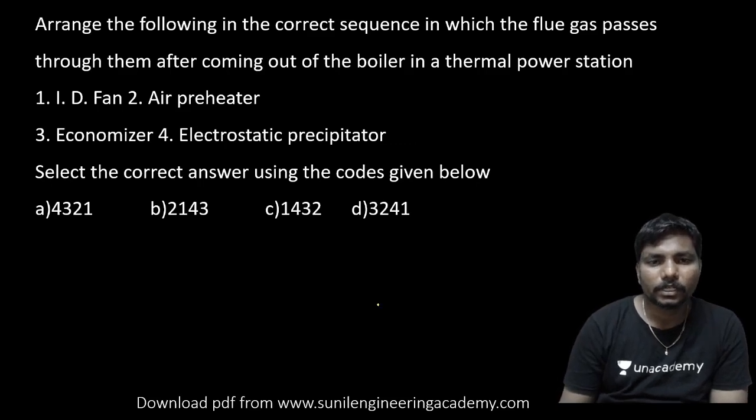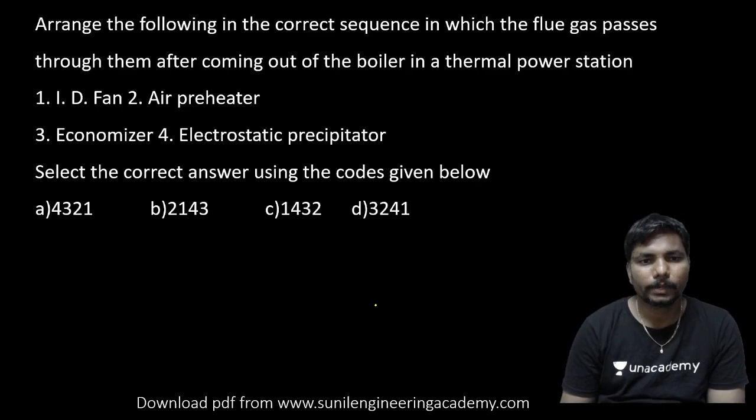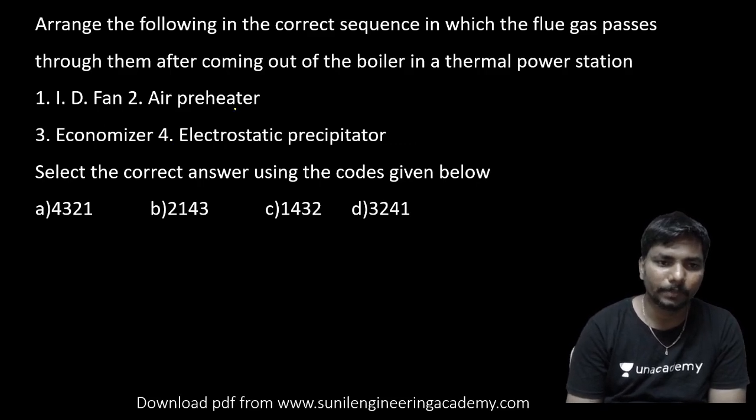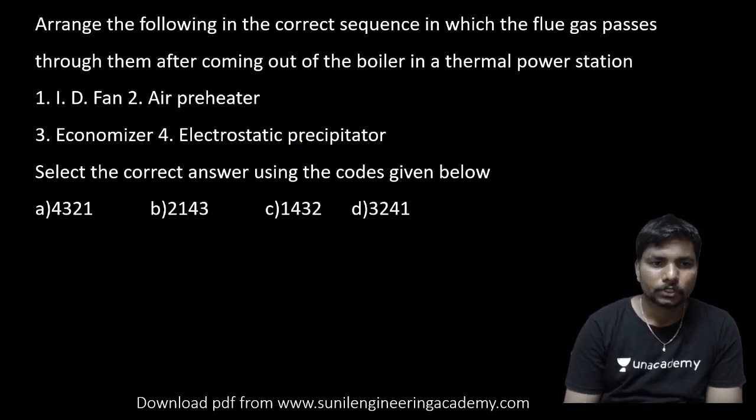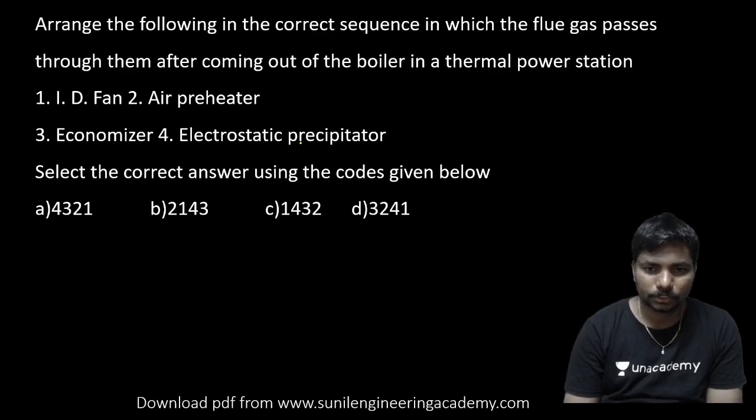Arrange the following in the correct sequence in which the flue gas passes through them after coming out of the boiler in the thermal power station. They have given ID fan, air preheater, economizer, electrostatic precipitator. So select the correct answer using the codes given below. How are the flue gases flowing from the boiler to the next one?